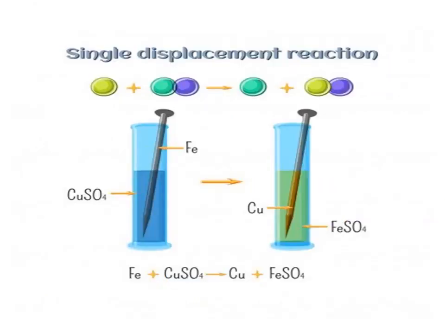Now you can see one more example of single displacement reaction, which we have studied just now, but I am going to show you this one with another diagram. So you can see there is a measuring cylinder in which there is a solution of CuSO4, which stands for copper sulfate, and we have kept an iron nail. So what is happening? After some time we are able to observe that instead of CuSO4, the solution is becoming green. Instead of blue, it is becoming green and it is becoming FeSO4. So Fe is displacing copper from its salt solution and making FeSO4, and copper is getting separated. So this is a single displacement reaction. Fine.